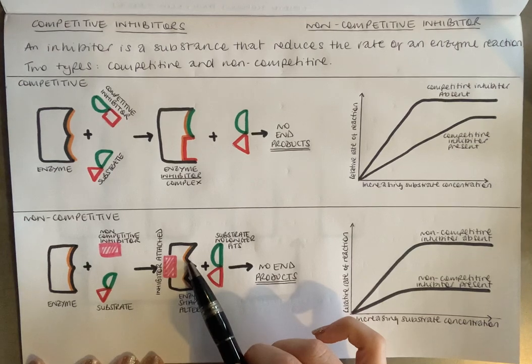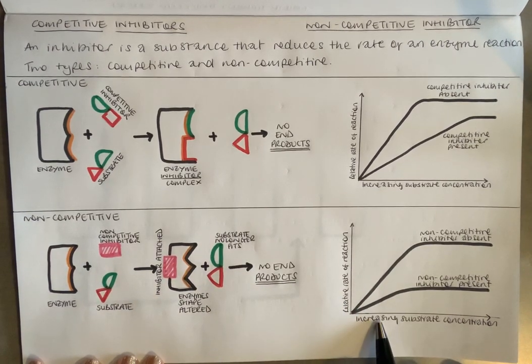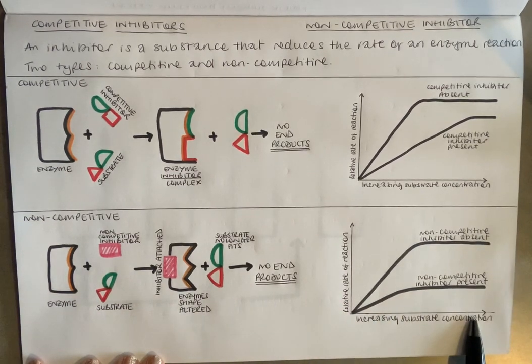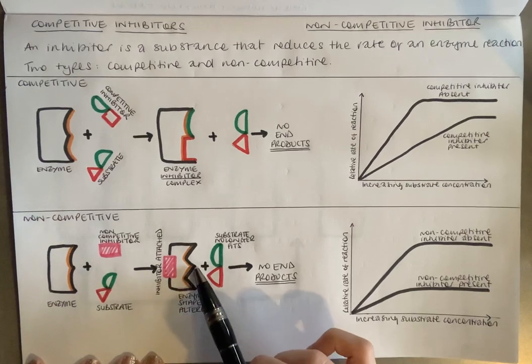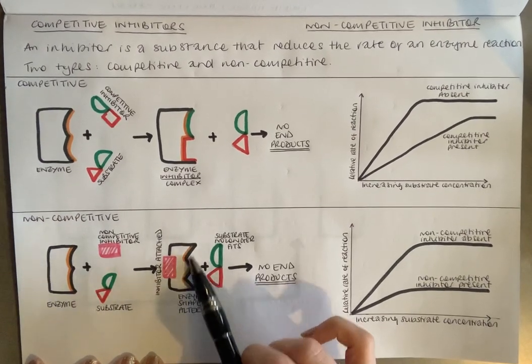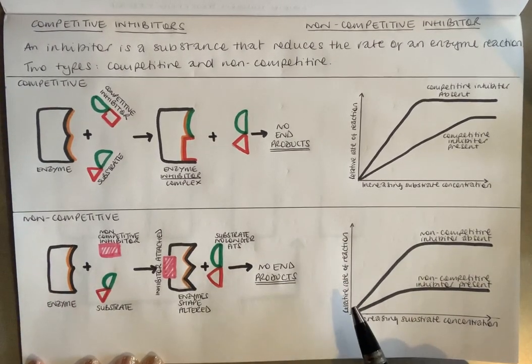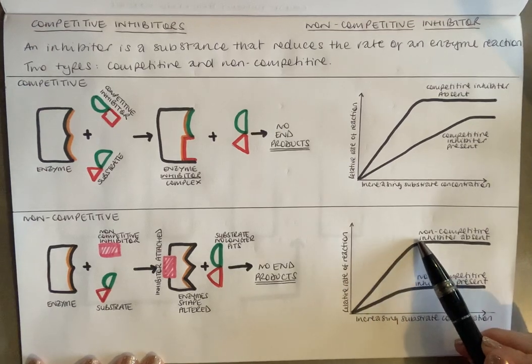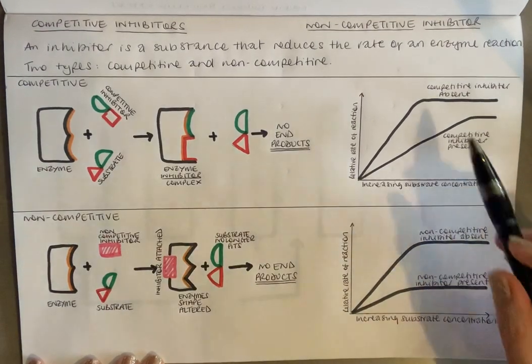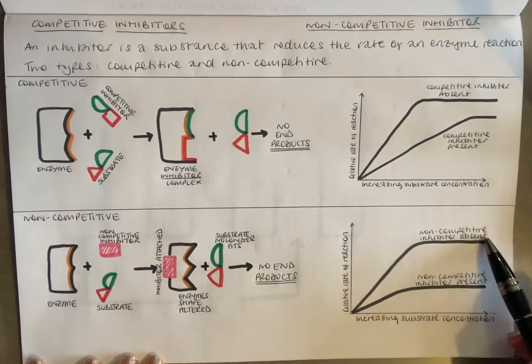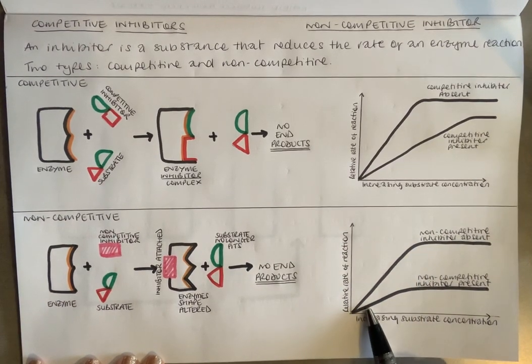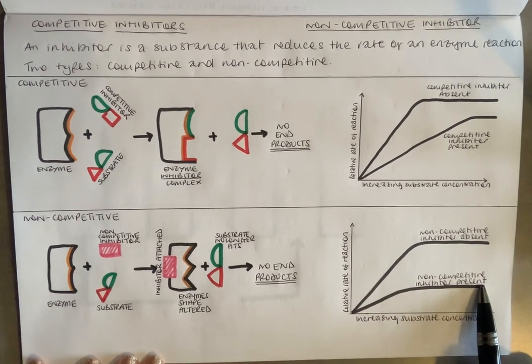And this is where it's different in relation to a competitive inhibitor. Increasing substrate concentration is not going to make a difference at all, purely because the substrate can no longer bind onto the active site because it's been completely denatured. So, increasing substrate concentration, relative rate of reaction. Here is our non-competitive inhibitor being absent. Same as before, you're going to get a nice rate of reaction till all the active sites are full. However, very, very low here when you've got your non-competitive inhibitor present.